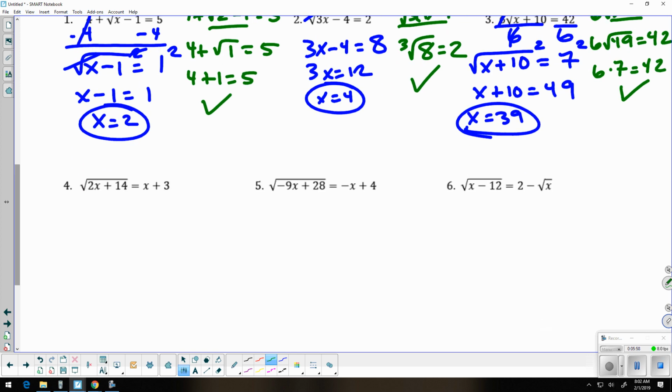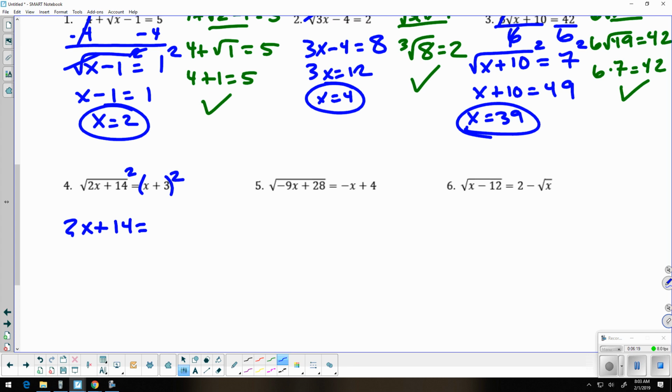For number 4, the radical is isolated. We don't have to do anything there. But now to get rid of it, when you square both sides, since it is a square root, when you square the right-hand side, you're squaring the whole binomial of x plus 3. Which should be an indicator. We should know what to do with that. So the left-hand side is just 2x plus 14, no more square roots.